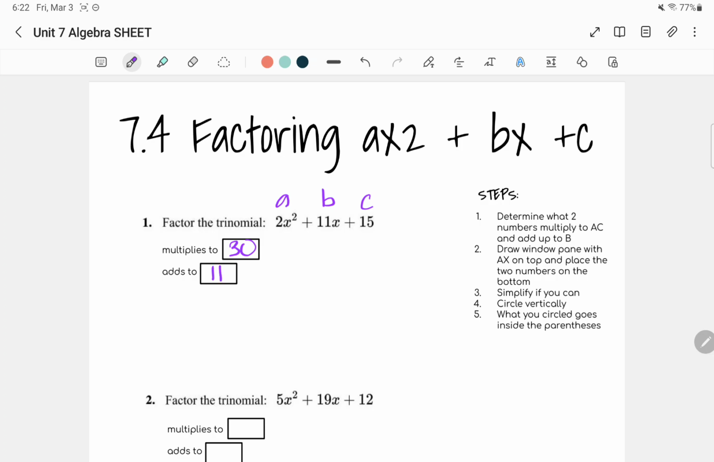So we can make our list to the side. What multiplies to 30? Hopefully we can see it's 5 and 6 right away. But if we can't, it's okay. We can just list out 1 and 30, 2 and 15, 3 and 10, and 5 and 6. So it's going to be 5 and 6 because 5 and 6 multiplies to 30 and adds to 11.